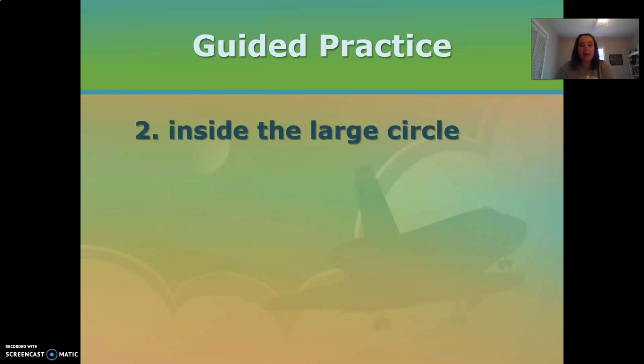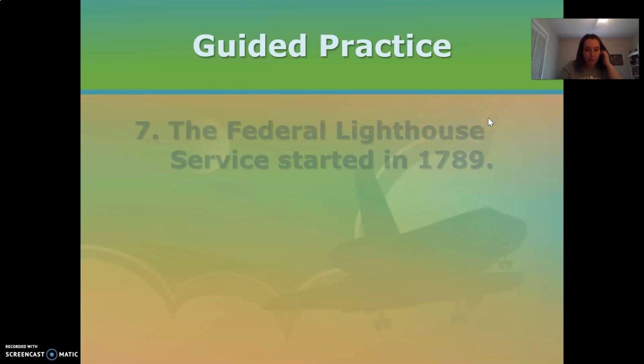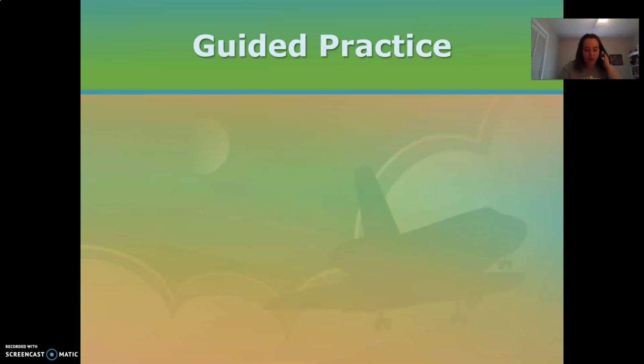Number 2, inside the large circle. It would be circle. You see here we have the preposition inside. We have the and large, which are adjectives describing the noun circle. Number 3, around the next corner. Circle corner. Number 4, under the bed. Circle bed. Number 5, beside the white fence. Circle fence. Number 6, with my friend.